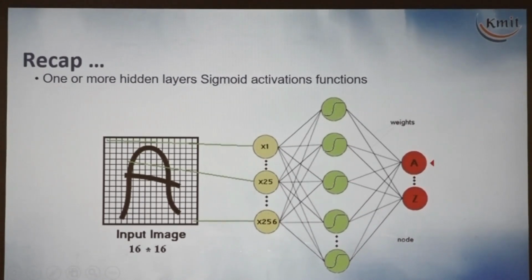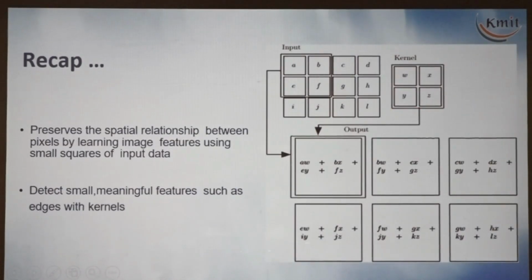Because of that, to simplify, instead of taking the total 256 units for each node, I can take just 4 or 9. A 3 by 3 kernel. By taking the kernel, I am applying it on the image. See here, A, W, B, X: corresponding elements will be multiplied and summed, so that you will get one pixel. So from the 3 by 4 image, you will get a 2 by 3 image.